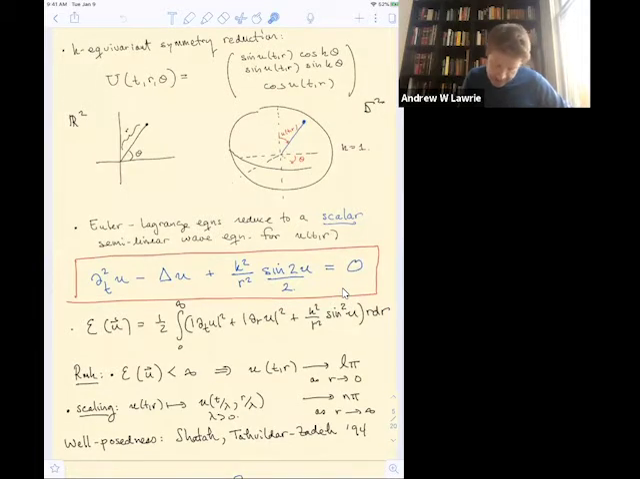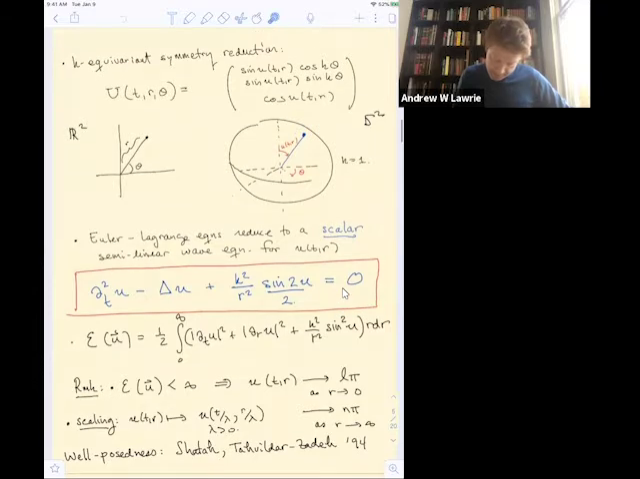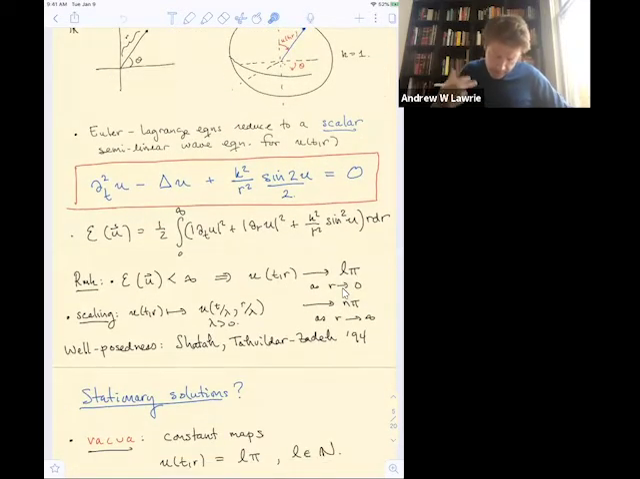The only possible scaling for this equation is the following. If I have a solution u as a function of t and r, then so is u of t over lambda, r over lambda, where lambda is a positive number. And the well-posedness of this equation goes back to the 90s. It was understood by Shatah and Tahvildar-Zadeh, who proved other things as well in this very nice paper from '94. But let's now talk about the stationary solutions to this equation.